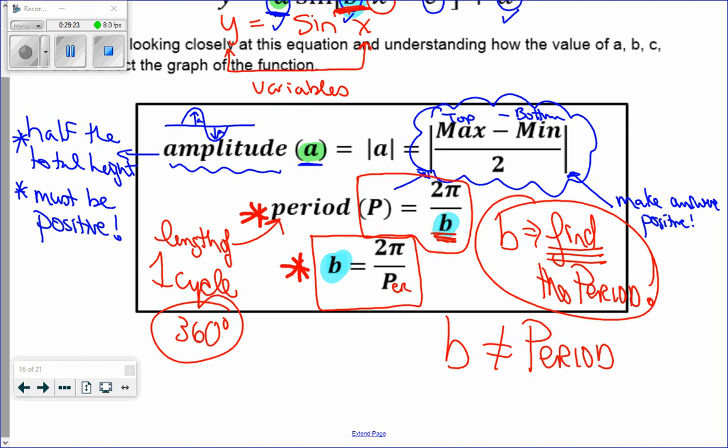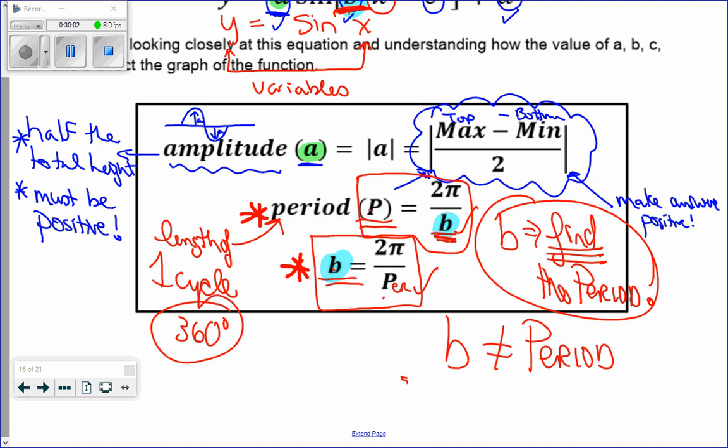What did I do in those two formulas? All I did was swap the B and the P. So do you need to have both formulas memorized? No, just know one of them and then swap. So if I give you the B value, you can find the period. If I give you the period, you can find the B value. So if I say B equals 3, that doesn't mean the period is 3. It means the period is 2 pi divided by 3.